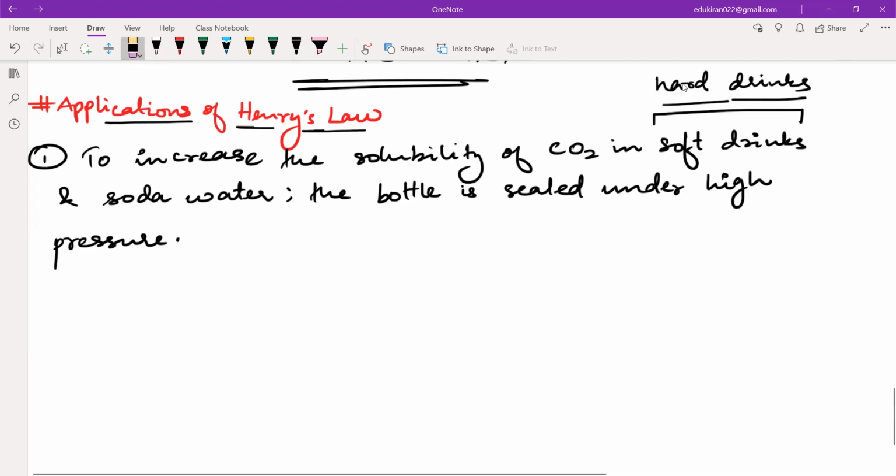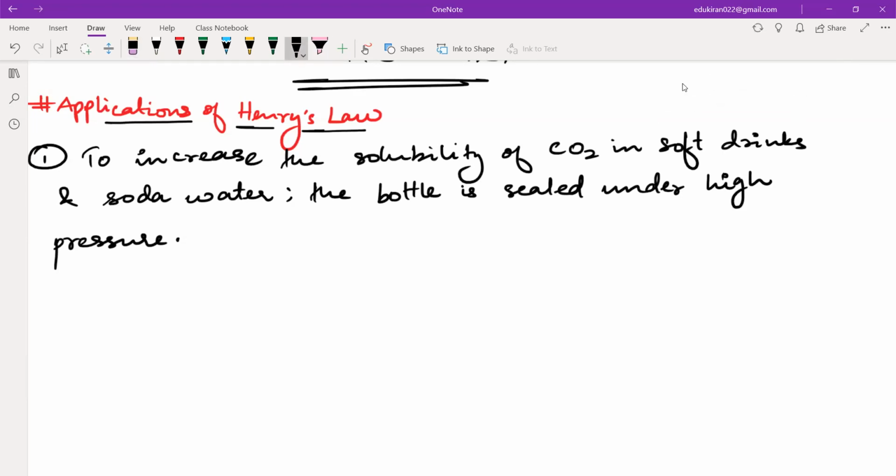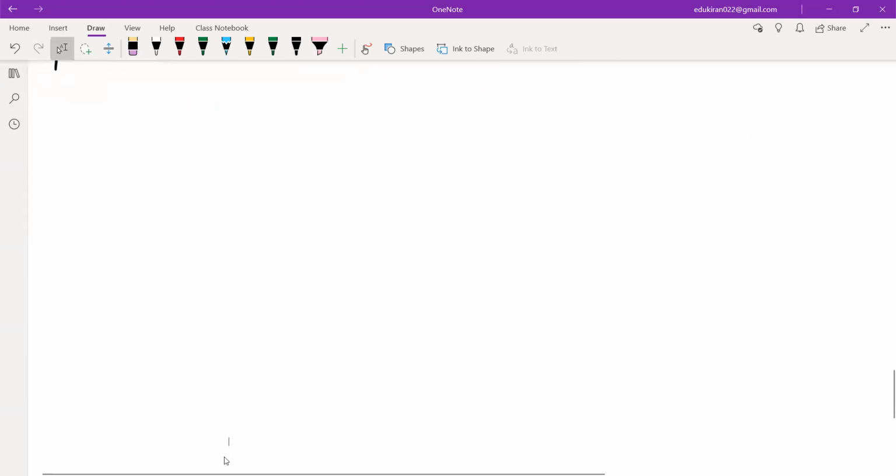Oh, okay. Not that. So hard drinks, they will be alcoholic drinks. We are talking about drinks, right? So they will be alcoholic. Soft drinks are those which do not have alcohol in them. Hard are those which have alcohol in them. Okay. So now moving on to the next application.